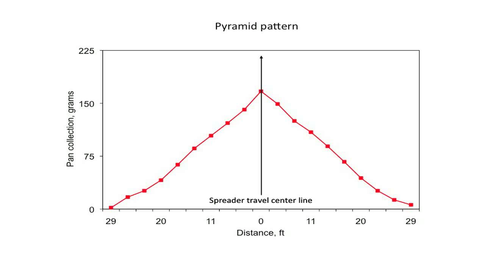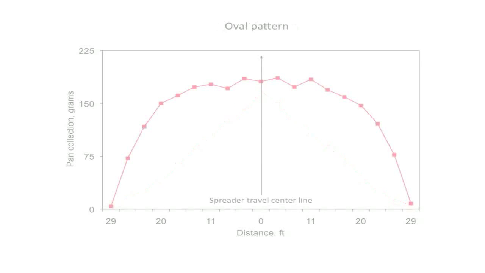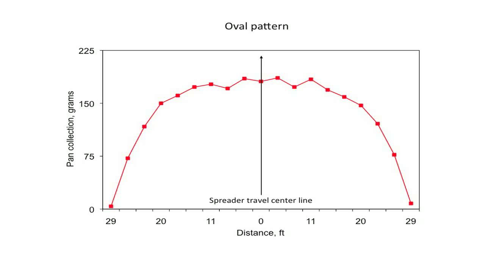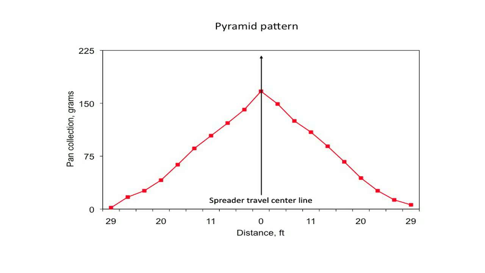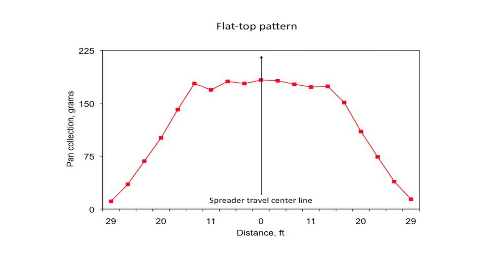But a pyramid pattern is also more forgiving in the field than the oval or flat-top patterns, particularly an oval pattern, because its application rate falls off suddenly, so you have to be careful about the overlap. Whereas angled spinners will give you a pyramid pattern, flat spinners will give you a flat-top pattern.